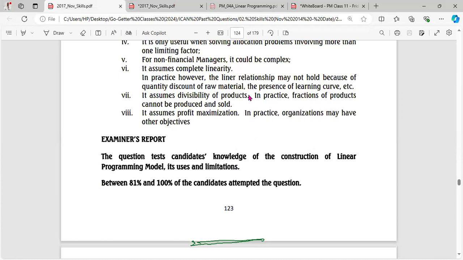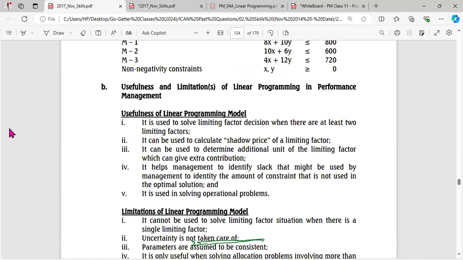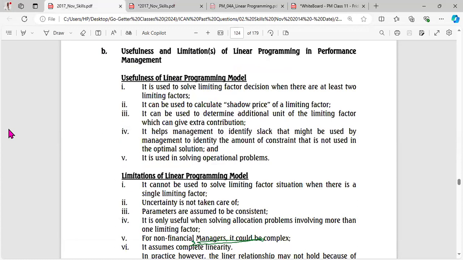Usefulness of linear programming model. 1. It is used to solve limiting factor decisions when there are at least two limiting factors. 2. It can be used to calculate the shadow price of a limiting factor. I have shown us how to calculate the shadow price. 3. It can be used to determine additional units of the limiting factor, which can give extra contribution. It's still going to tell us the shadow price.